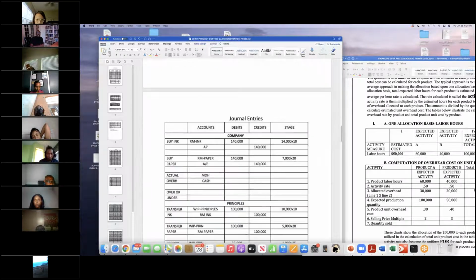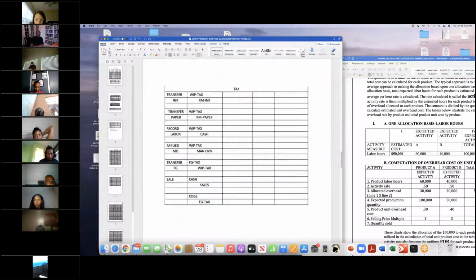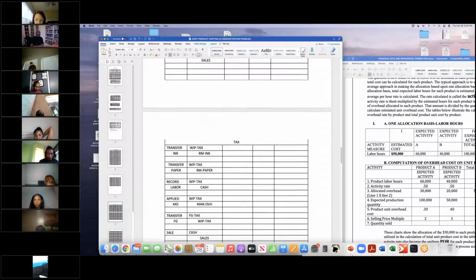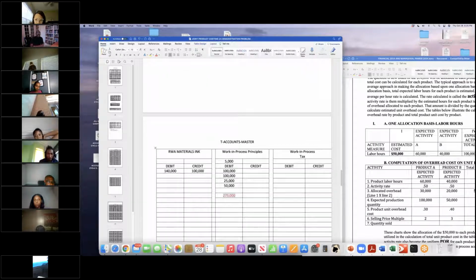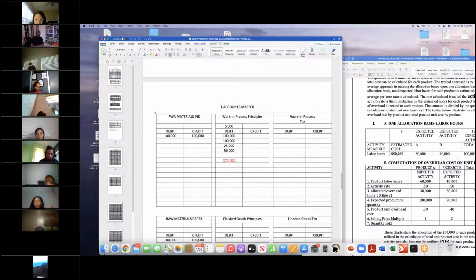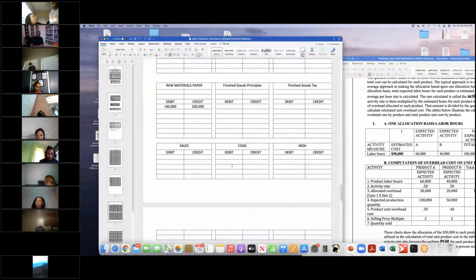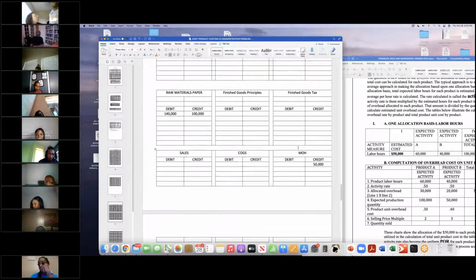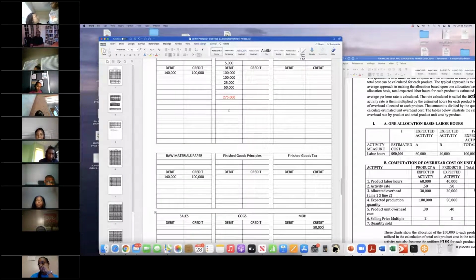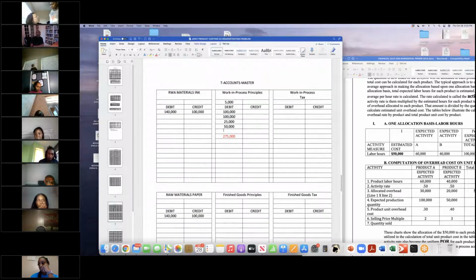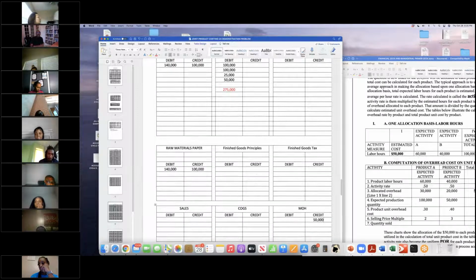Let's do one other thing quickly. Since we had overhead of 50,000, we're gonna go ahead and put that 50,000 over here as a credit because we estimated. So remember, we debit manufacturing overhead, so we debit work in process for the estimated overhead, and we're gonna put that over here as a credit.